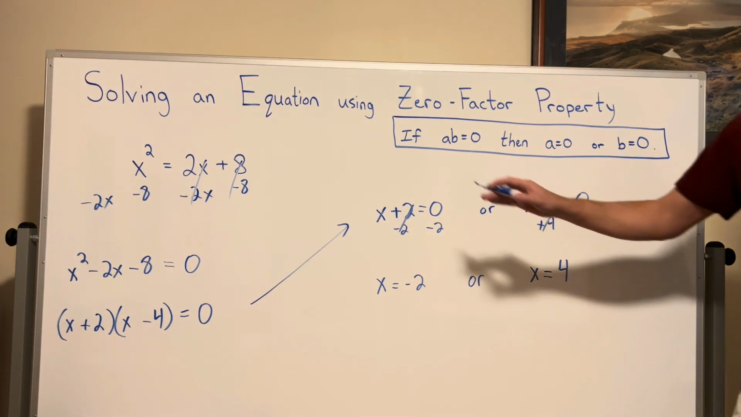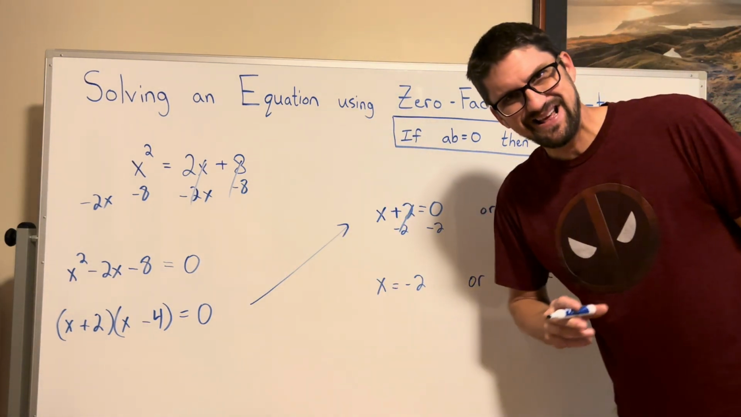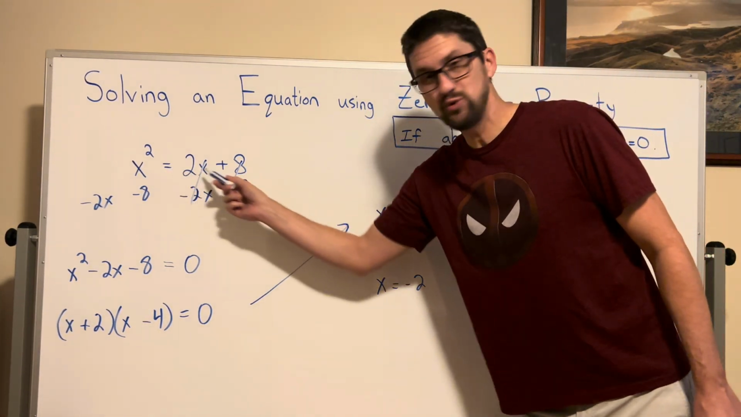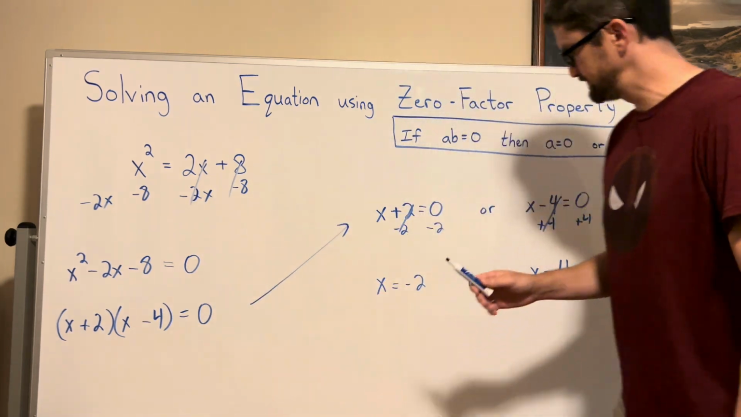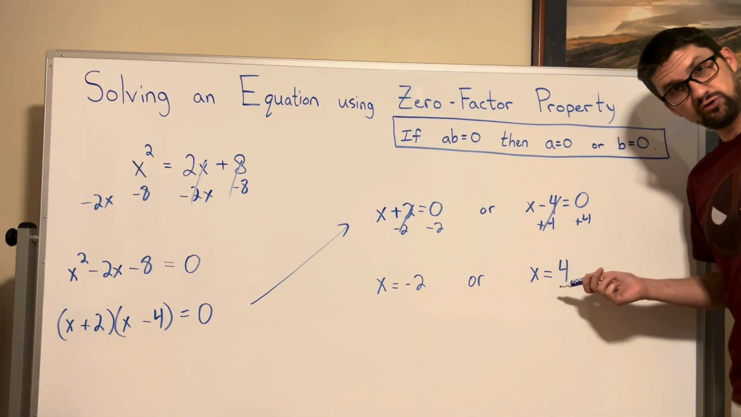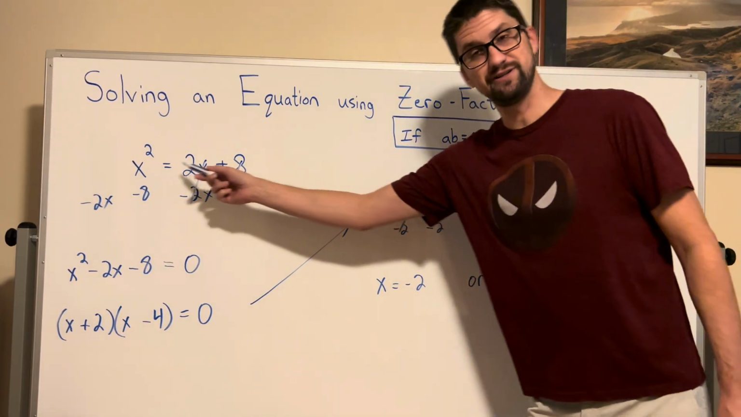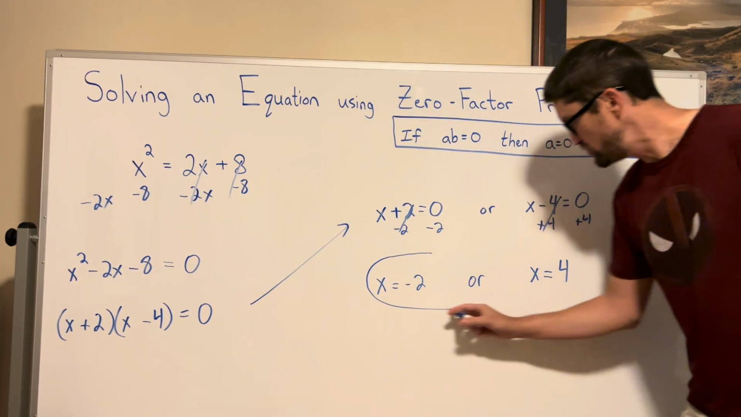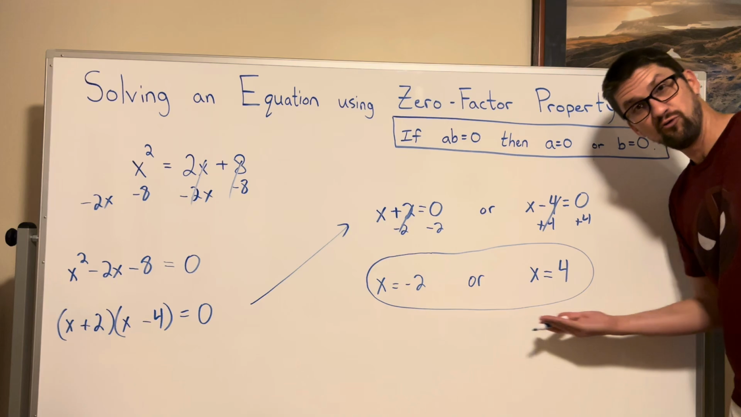So the solution to this problem, the x's that make that equation true: if I use -2 and plug it into these two x spots, it makes the equation true. I could also use 4. If I plug 4 into this equation, it would also make it true. So you end up with two answers for this problem.